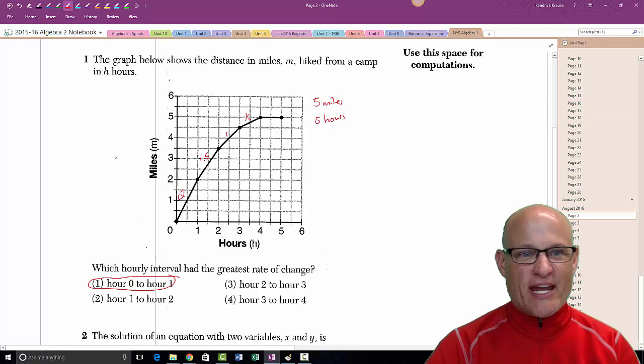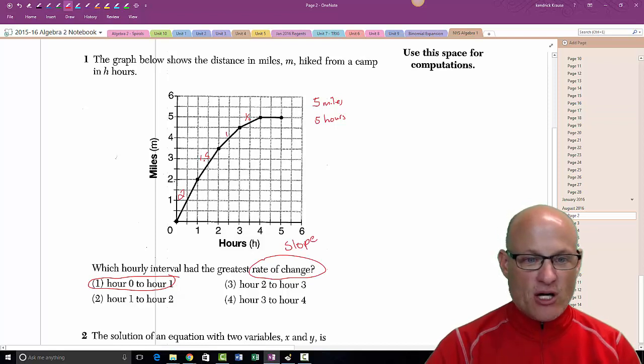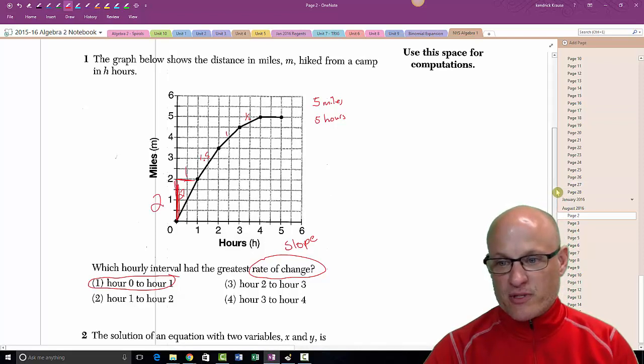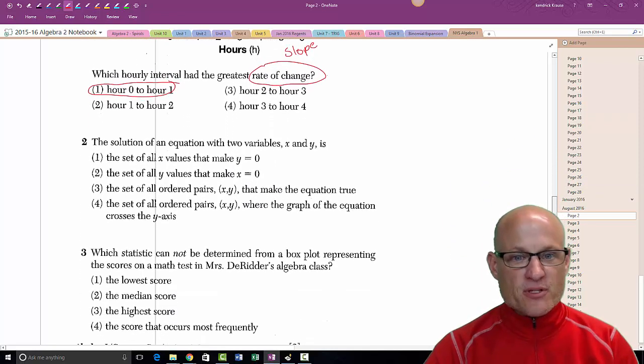Remember, the words rate of change really refer to the word slope. So you're looking for the slope, and slope is how much did I go up and how much did I go over. And so in this case, I went up 2 and over 1. So there we go for that one.